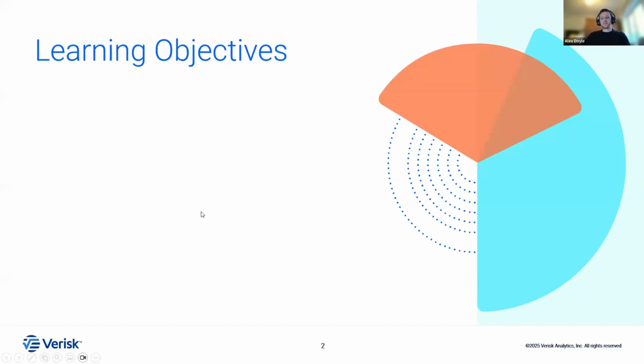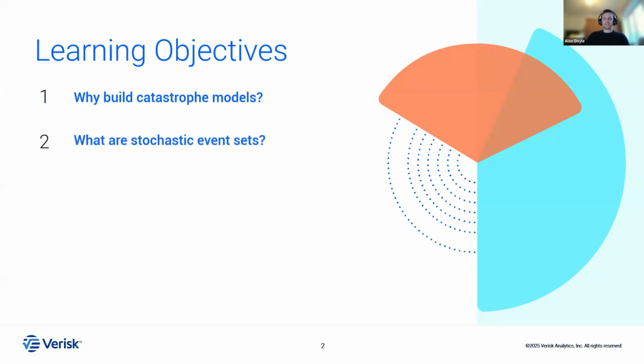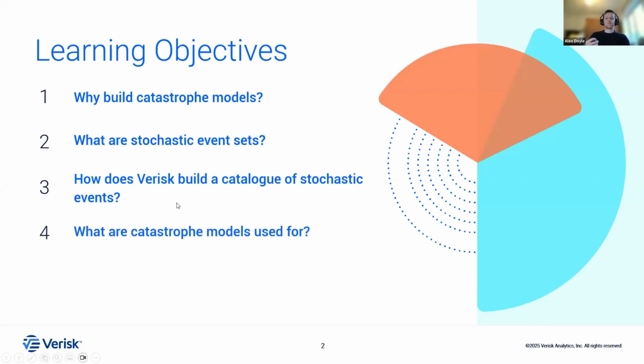In the next 15 to 20 minutes or so, we are going to cover some of the crucial questions when it comes to CAT models and the stochastic event sets that underpin them. To start with, why build catastrophe models in the first place? What actually are stochastic event sets with respect to catastrophe modeling? A quick case study from how we at Verisk have developed and continue to develop catalogs of stochastic event sets. And we will finish with an overview of the surprising number of ways that these stochastic event sets and the catastrophe models that use them can be and are used. So deep breath and let's dive in.